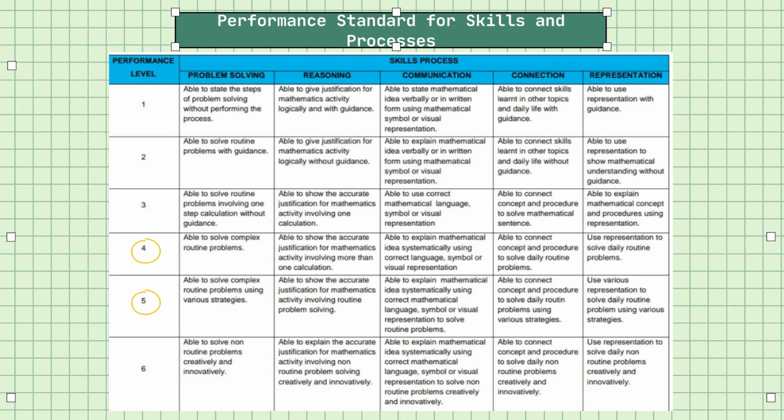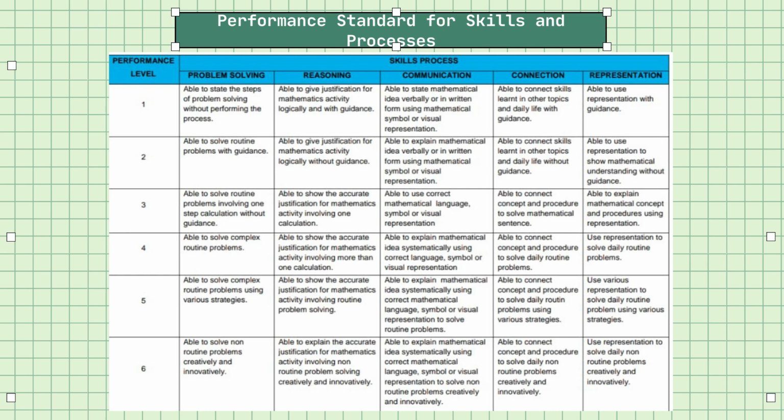The performance standards for skills and processes applied by the question are levels 4 and 5. For level 4, students are able to solve complex routine problems and show accurate justification for mathematics activity involving more than one calculation. Students are also able to explain mathematical ideas systematically using correct language, symbol or visual representation. Students are able to connect concept and procedure to solve daily routine problems. Lastly, students are able to use representation to solve daily routine problems.